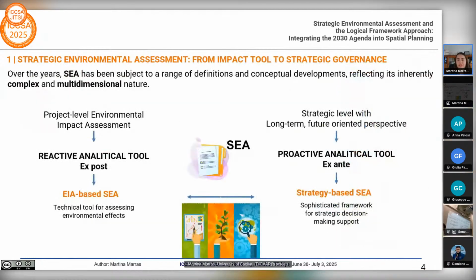SEA has its origins in project-level environmental impact assessment as an instrument for environmental protection, primarily based on the assessment of the environmental effects of policies, plans, and programs. But over time, there was a growing recognition of the need for a broader and more comprehensive assessment tool, and this led to the development of a new approach to SEA, complementary to the first, known as the strategy-based approach, which differs from the other model by acting as a proactive instrument designed to support the decision-making processes rather than merely assessing environmental impact.